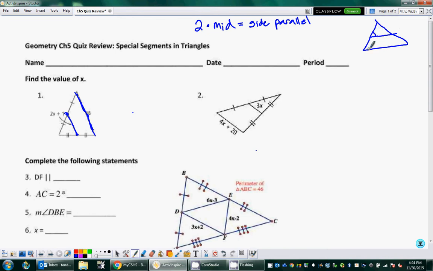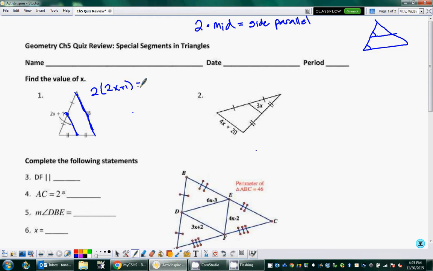So for this first one, I got 2 times (2x plus 1). That's going to equal the side that it's parallel to, which is 18. When I distribute, 4x plus 2 equals 18. 4x is going to be 16. When I subtract the 2, x is going to be 4. Okay.